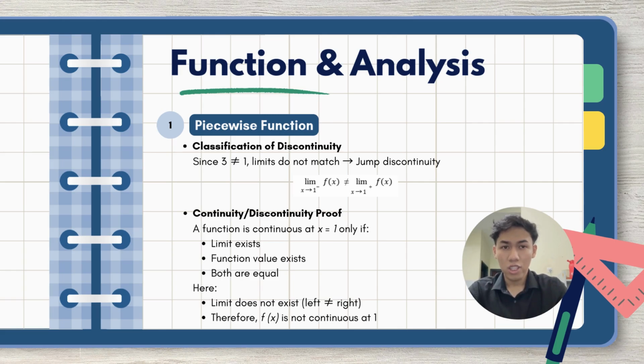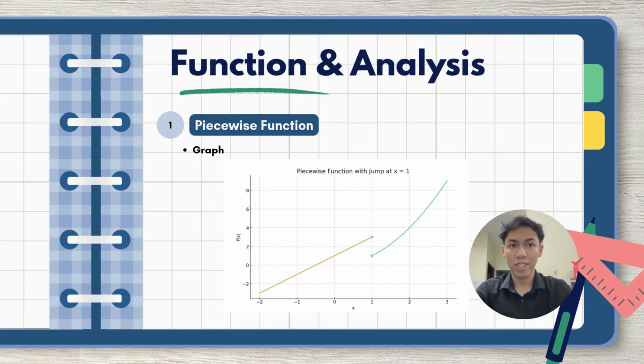So the continuity or discontinuity proof: a function is continuous at x equal to 1 only if the limit exists, the function value exists, and both are equal. Here the limit does not exist, because left is not equal to right, therefore f(x) is discontinuous at 1. The graph given is a piecewise function with a jump at x equal to 1, so we have two lines in the graph.